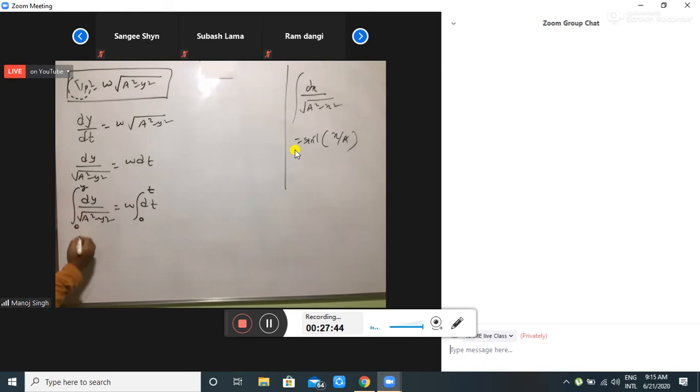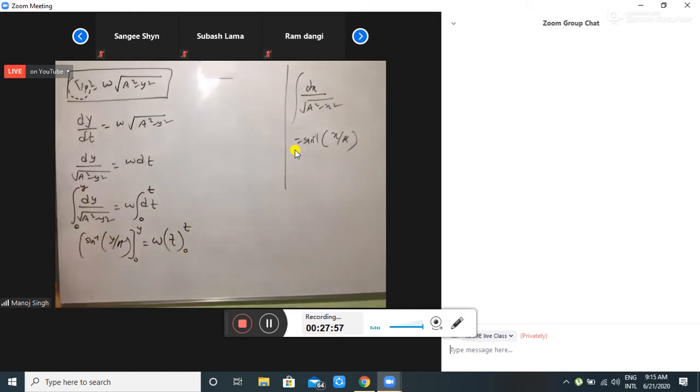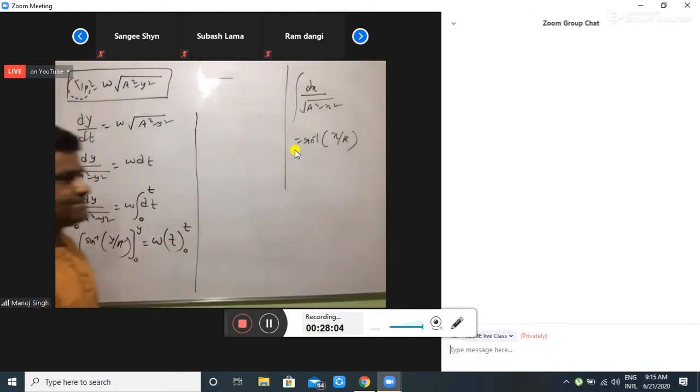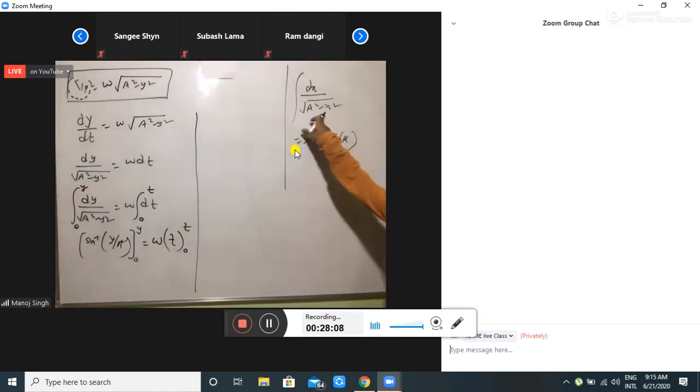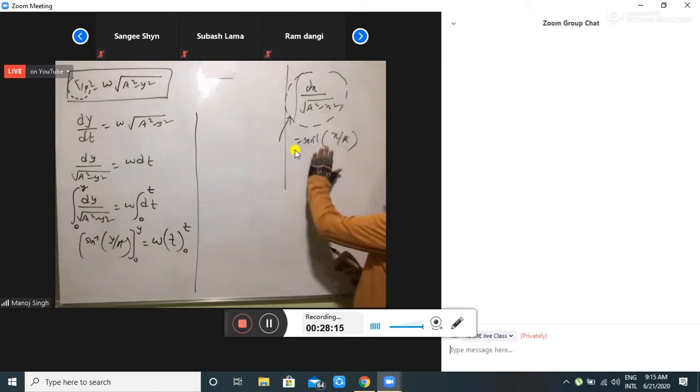It will come here as sine inverse y upon a. Its limit is 0 to y, and this is equal to omega. Integration of dt is t. Limit of the time is from 0 to t. I repeat again, this is a part of mathematics in class 12th, a part of calculus. So after solving, it will come into that term.